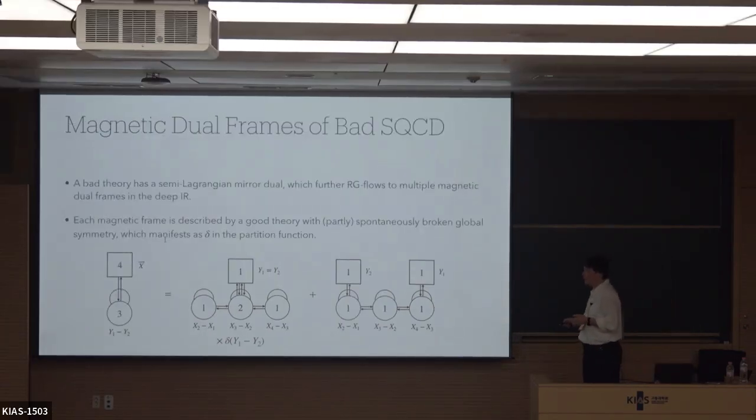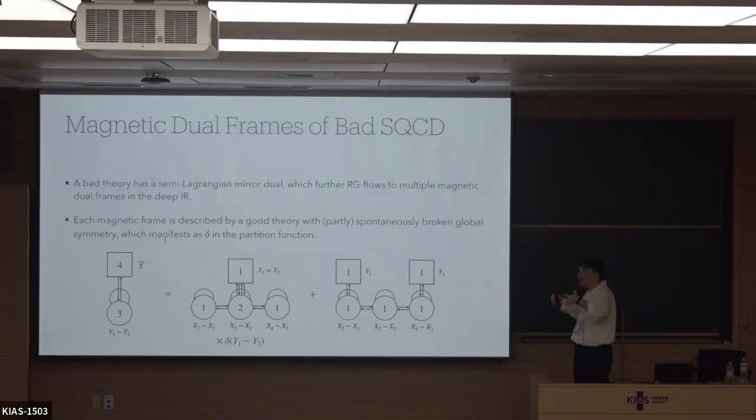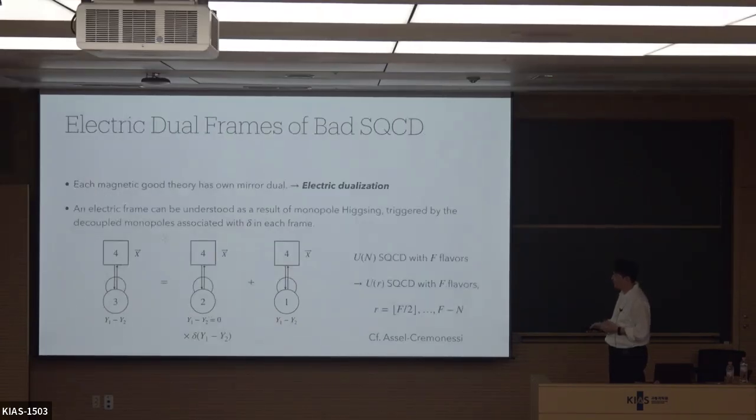So in general, a bad theory has a semi-Lagrangian mirror dual, which further flows to the multiple magnetic dual frames in the deep IR. But the thing is that each magnetic dual frame is a good theory. So you can check, yeah, this is a good theory, this is a good theory. So they have a well-known mirror duality pair. So it means I can dualize them back into the electric side, and then we can represent the original theory in terms of two electric theories, which look like this.